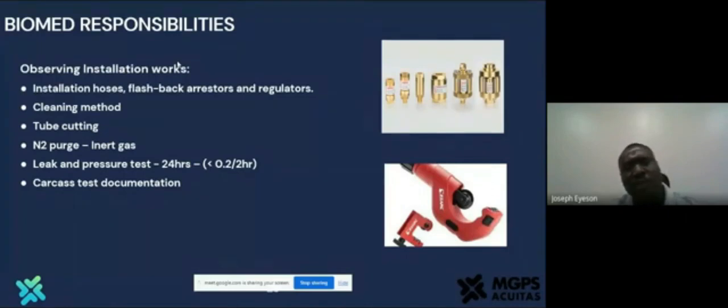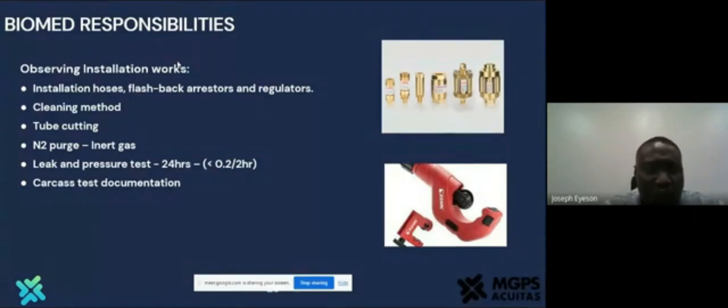And also, when it comes to the installation of the pipe works, there's something we call the nitrogen purge. We all know nitrogen is an inert gas, and the inert gas actually helps to reduce or stop oxidation forming in and out of the copper pipe when it's being brazed.